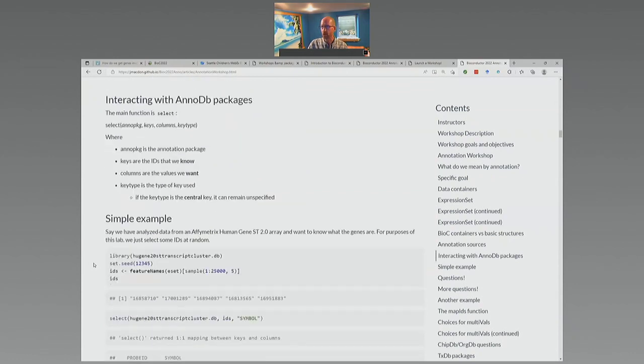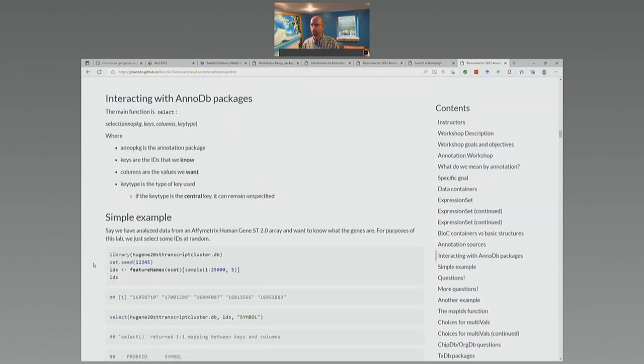So the main way you interact with any of these annotation packages is using a function called select. The form of select is four arguments: the package that you're going to query, the keys that you want to query, which is the IDs that you have, the columns, which is the things that you want to get out of it, and the key type tells the annotation package what type of key those keys are. For select, if you are using what's known as the central key, you don't have to actually say what it is. You can leave it unspecified, but you can always use that.